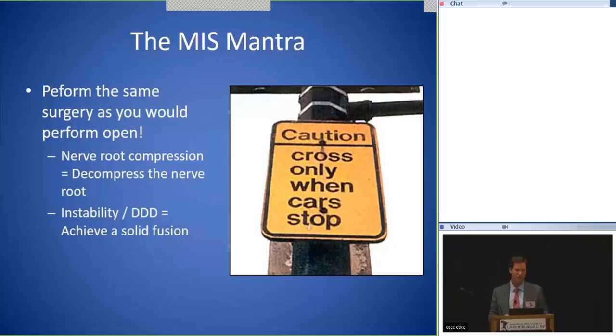What matters is that you do the same exact operation that you would do if you were doing it open, just with less damage. So if you have a nerve that's pinched, you have to get the pressure off that nerve. That's it. If you're doing a fusion operation because somebody has instability, or you've chosen to do a fusion operation for degenerative disc disease or scoliosis, you have to achieve a solid fusion. You have to do the same thing. If you don't, you've done your patient a disservice. They may think you're great at first, particularly after they spend $20,000 of their own cash and go to Florida and everything else. But in the long run, it's not going to pan out.